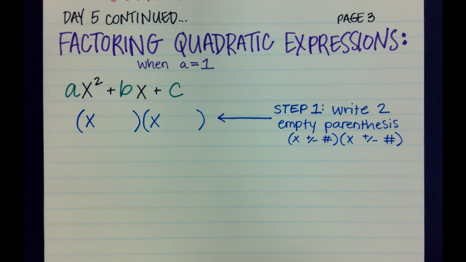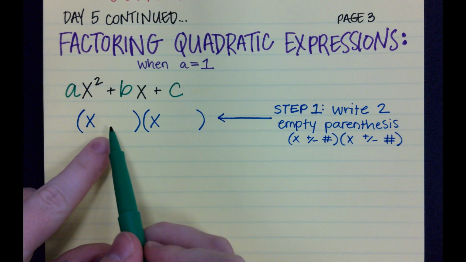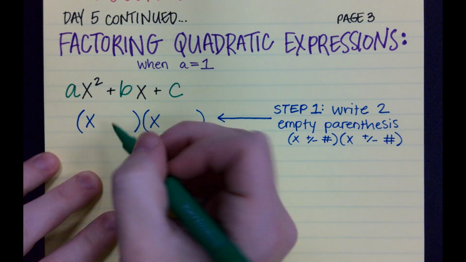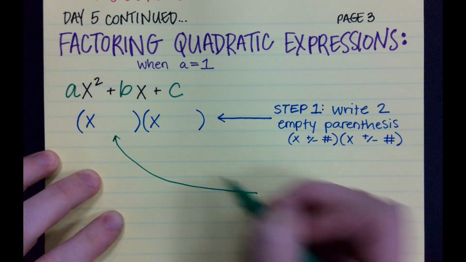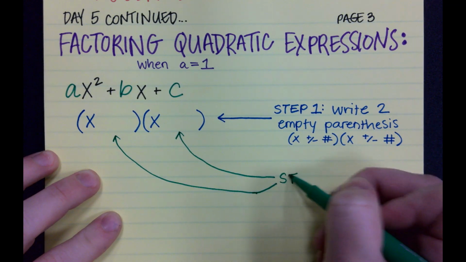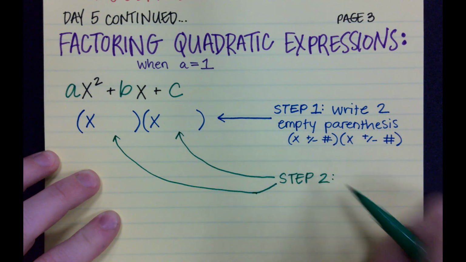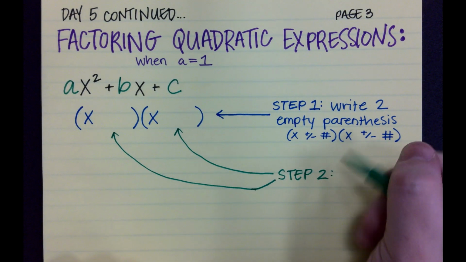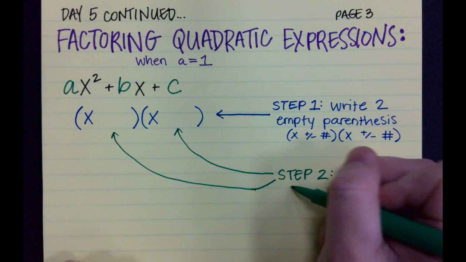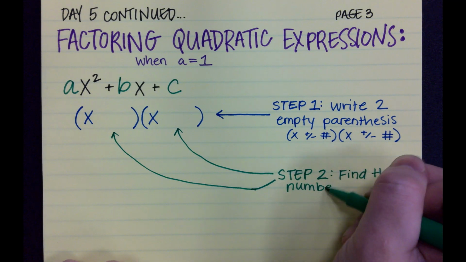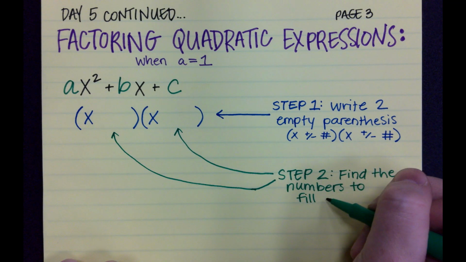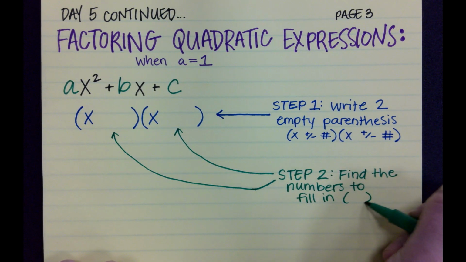Now, step 2. We need to figure out what these numbers are going to be. So I'm going to show you how we do that. First, I'm going to label my step 2, just so we can have a little guide to look back at. So step 2, I'm writing, find the numbers to fill your parentheses.